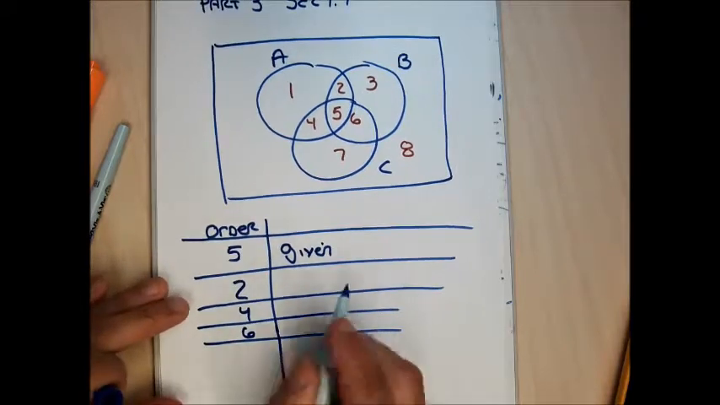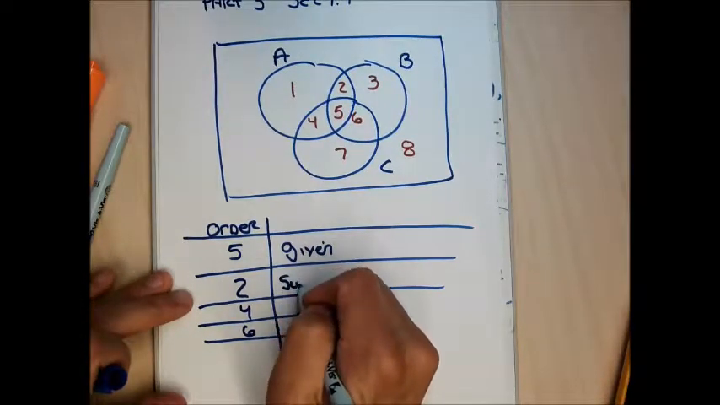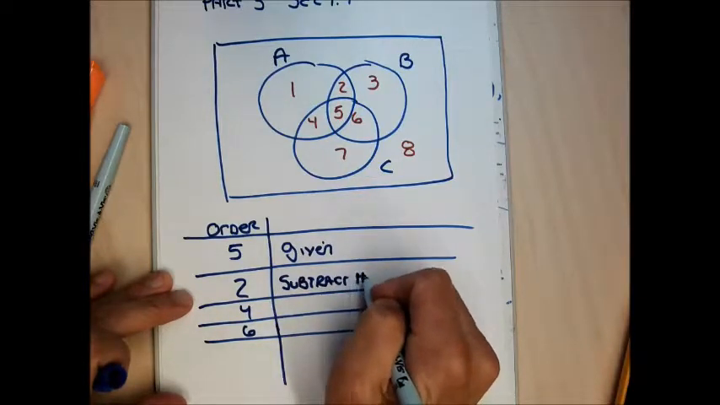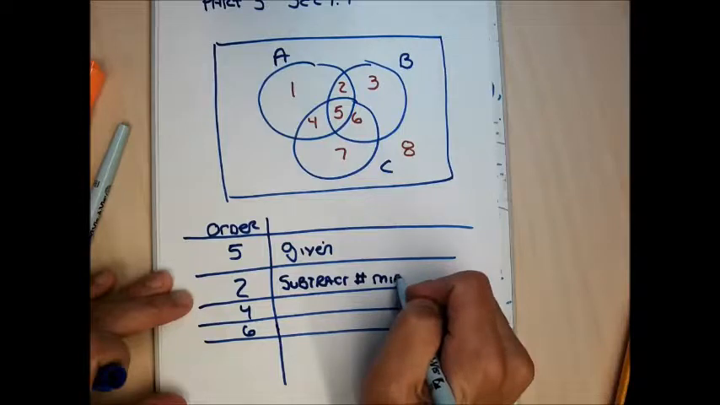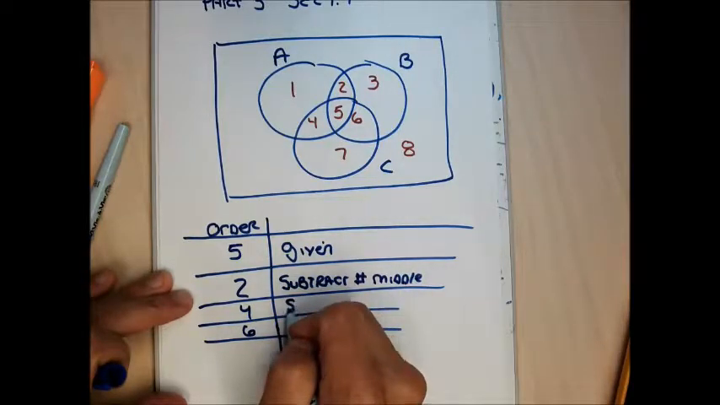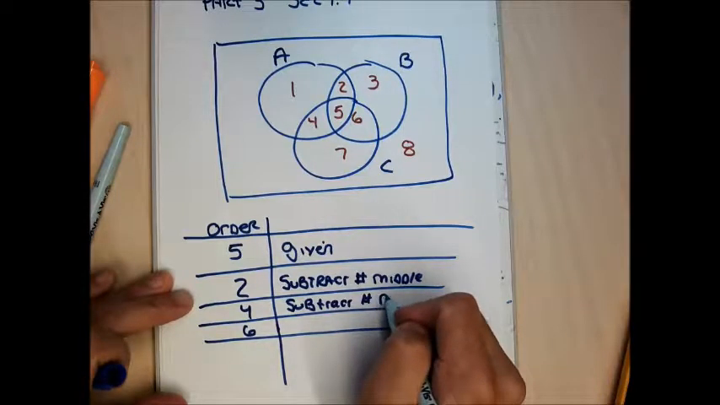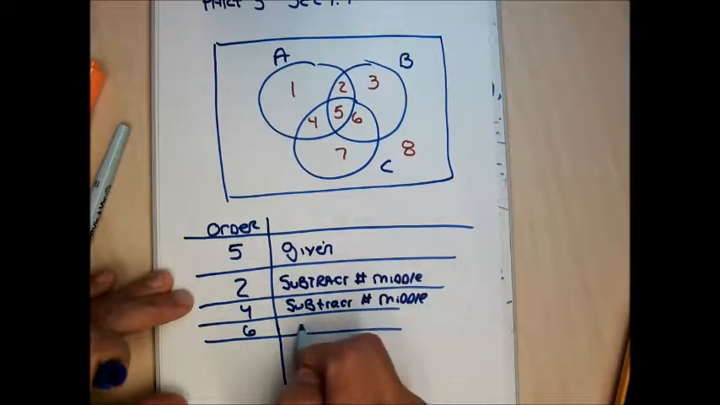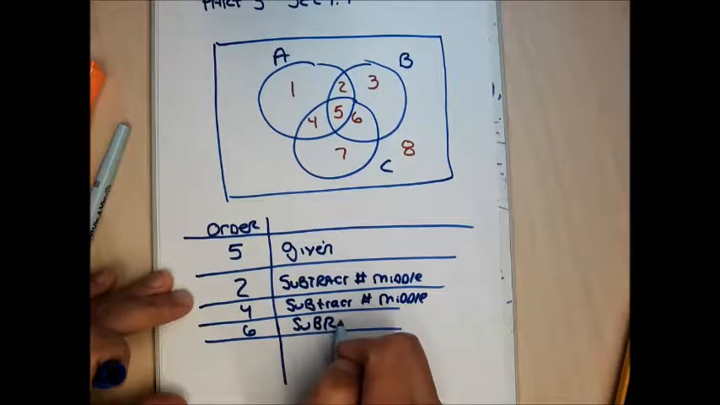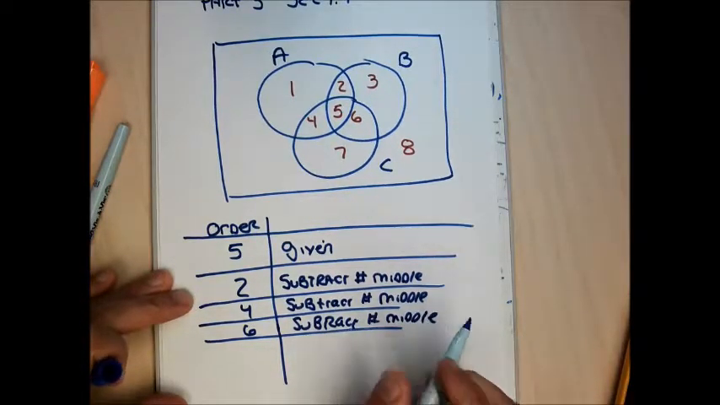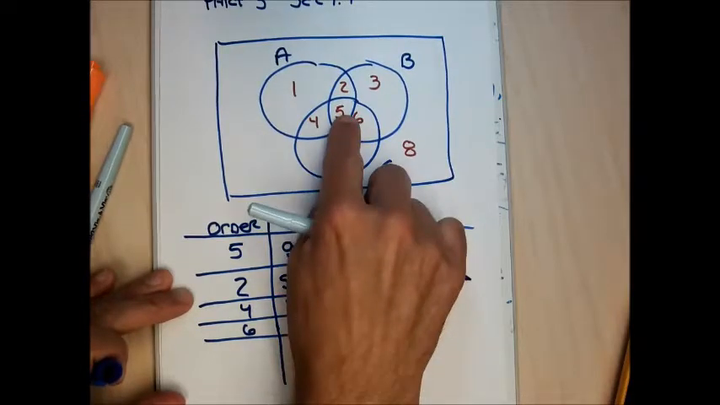These will be the easier because I'm just going to have to subtract the number in the middle. And that's going to feel just like the 2-circle Venn diagram. So I did 5, 2, 4, 6.